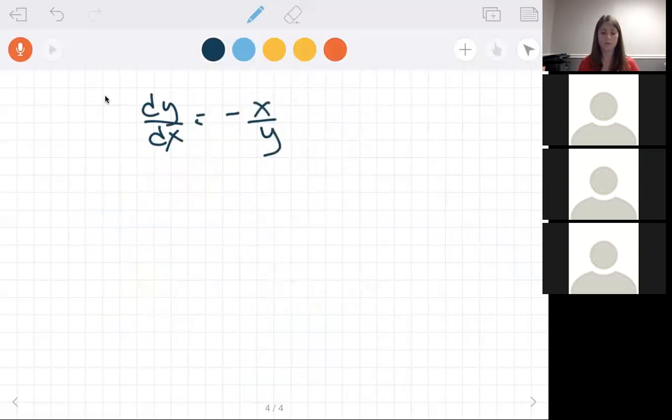Now, a couple things that are different about this form. We started with a function with x and y on the same side, and we started with a y squared. We didn't solve for y equals before we started. And notice our derivative has both an x and a y, which we haven't seen before.